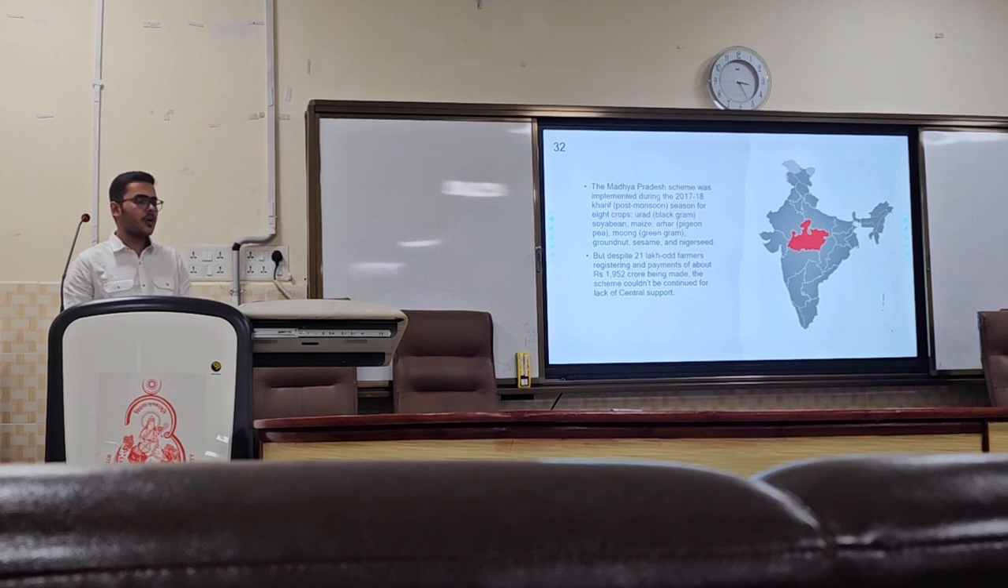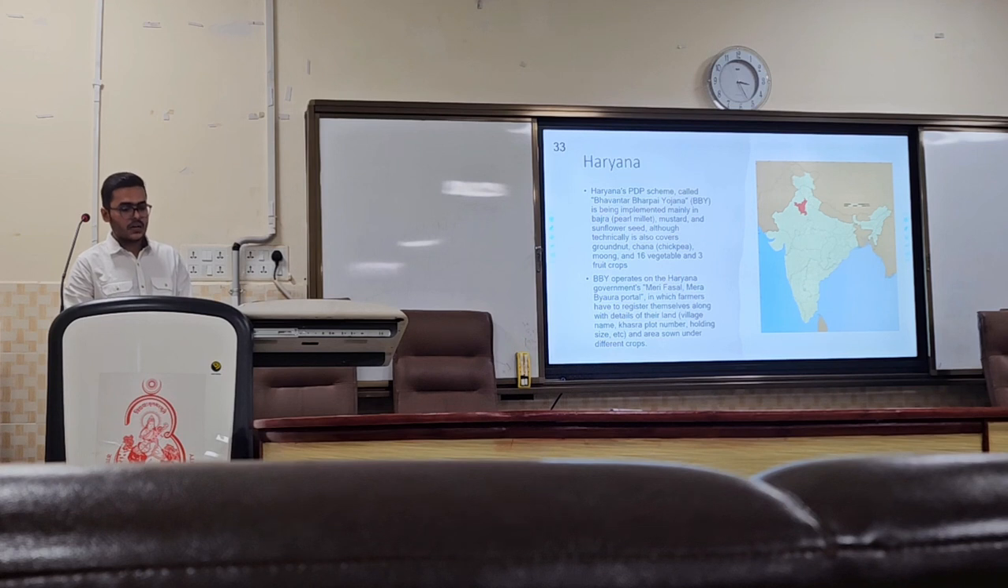The thing is, the government is already in debt, and a scheme like this puts a burden on the state government, which is not feasible. Haryana: the Haryana PDP scheme is called Bhavantar Bharpai Yojana, and it is implemented mainly for bajra, mustard, and sunflower seed, although technically it also covers groundnut, chana, 60 vegetables and 3 fruit crops.